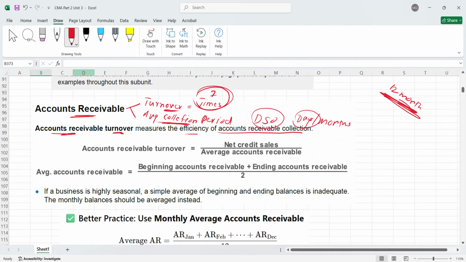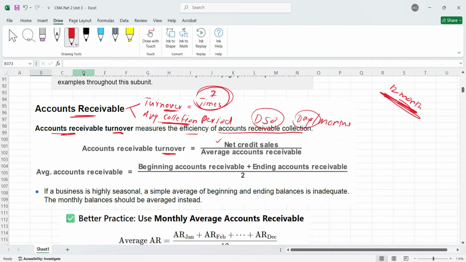And the second question is how this turnover ratio, which is called account receivable turnover ratio, is calculated. For that, we always need in the numerator net credit sales. Net credit sales, guys, please remember in your exam question, you might be given cash sales and credit sales. So make sure you are using here credit sales.